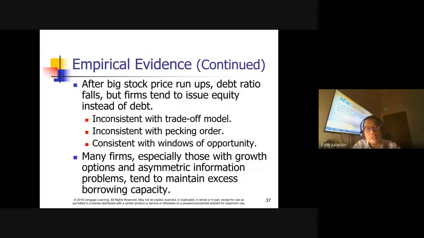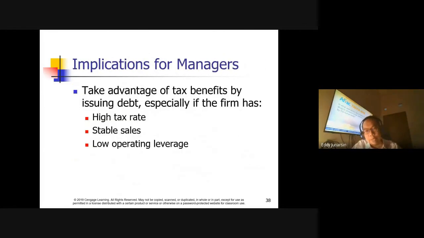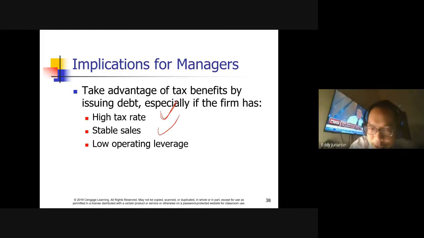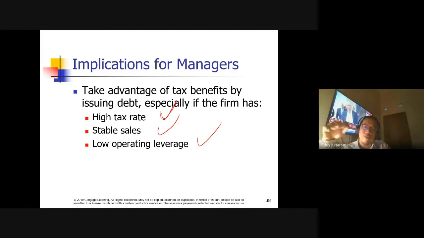Okay, so again, we see a lot of empirical evidence. What are the implications? Take advantage of tax benefits. If your firm has a high tax rate, you could reduce your tax payment by increasing your debt financing because you pay more interest expense. Or if you have stable sales, quite safe, good sales and they are stable, so you can be convinced that you could fulfill your obligation, your interest expense and also the repayment of the principal. And low operating leverage, so you still have considerably low or stable use of other types of fixed costs apart from the interest expense.